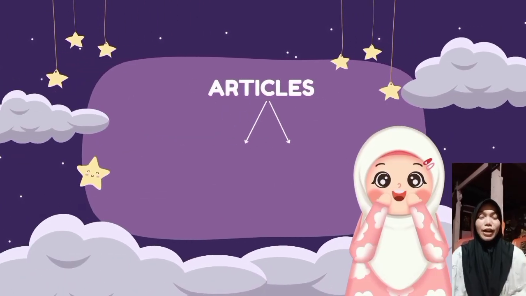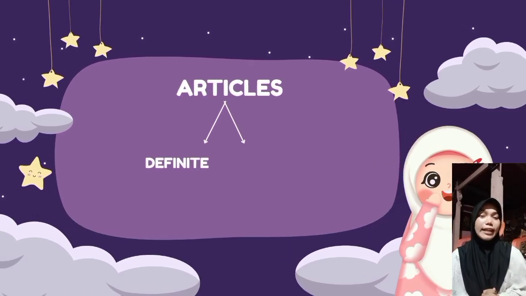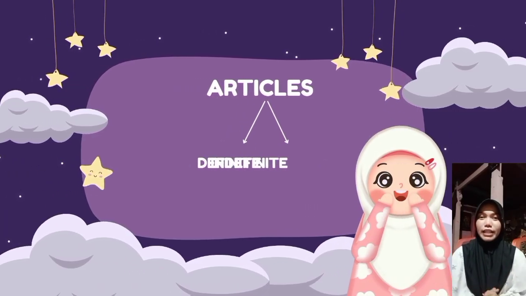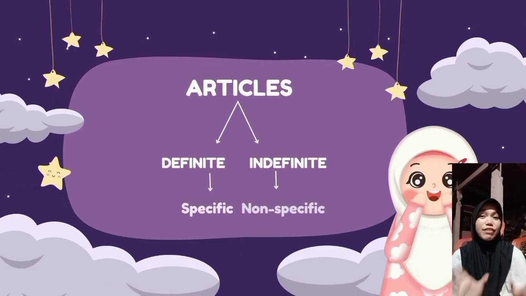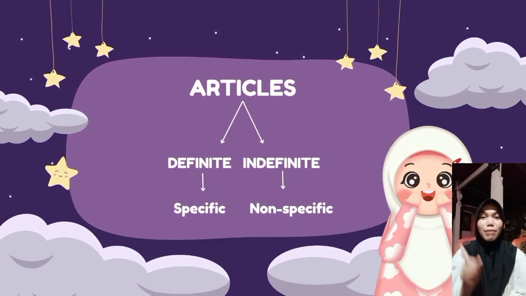Next, articles are actually divided into two parts. The first is definite article and the second is indefinite article. Definite means specific and indefinite means unspecific. Okay, then let's talk about it clearly one by one.